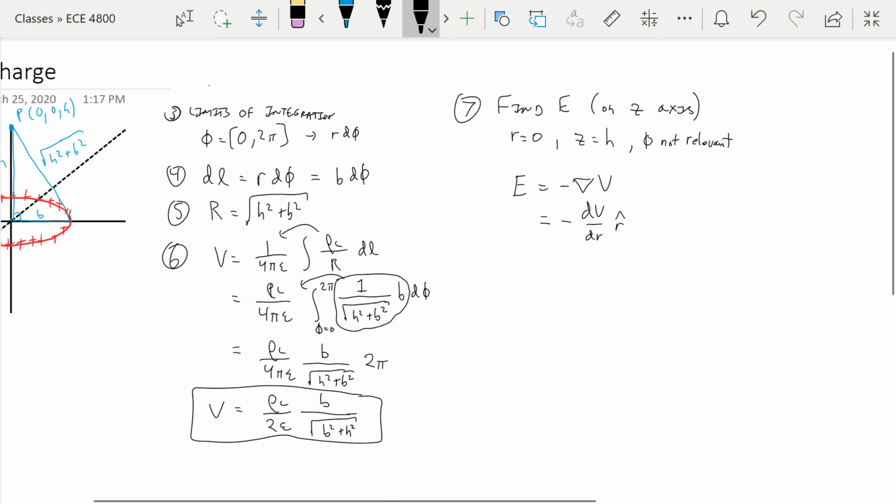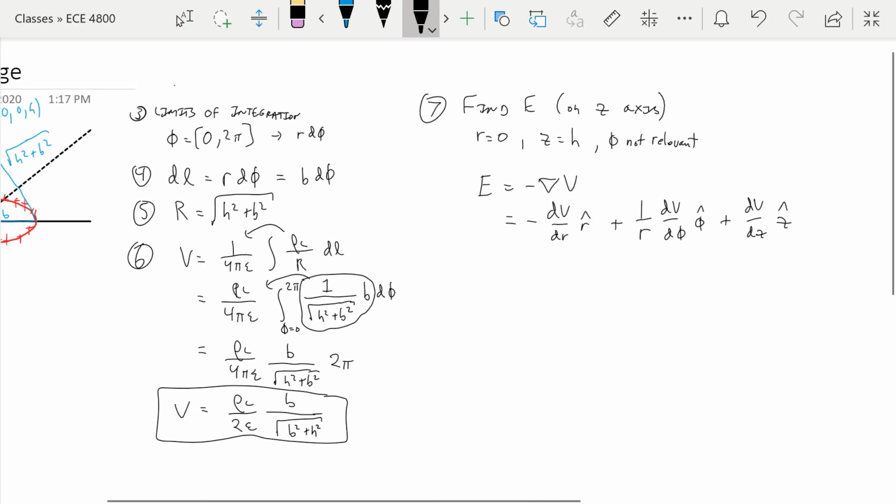Remember, in the cylindrical coordinate system, you have to be careful, and you have to add these extra terms: 1 over r dV/d phi times phi hat. And then the last term is dV/dz times z hat. All right. So this was all just looked up on a table here.